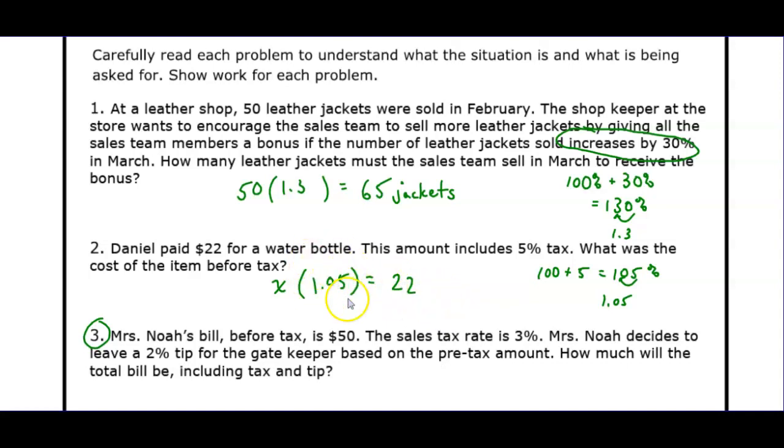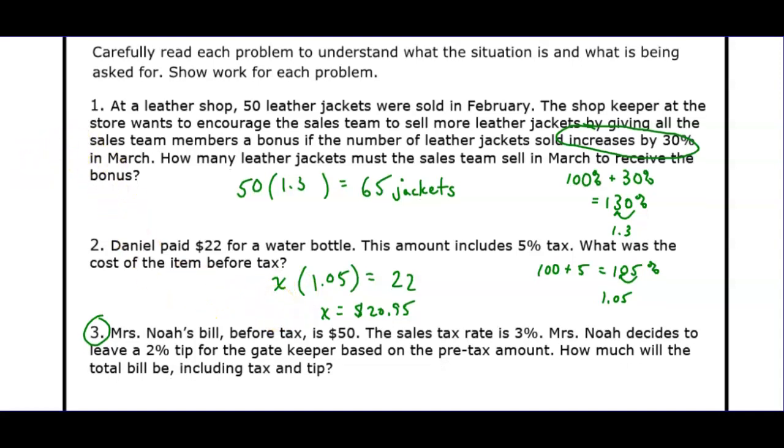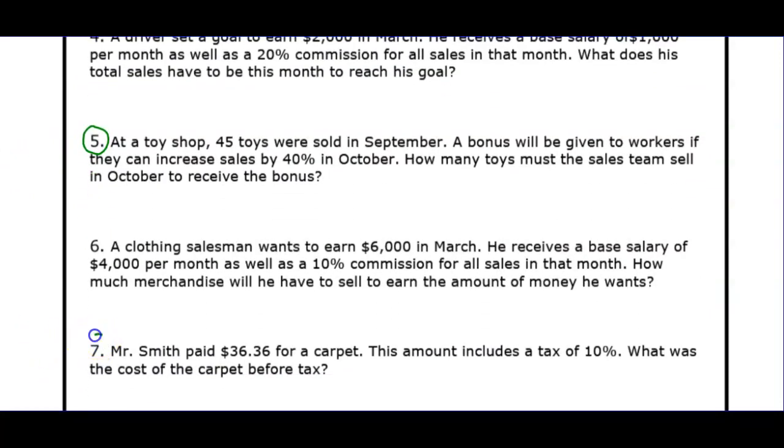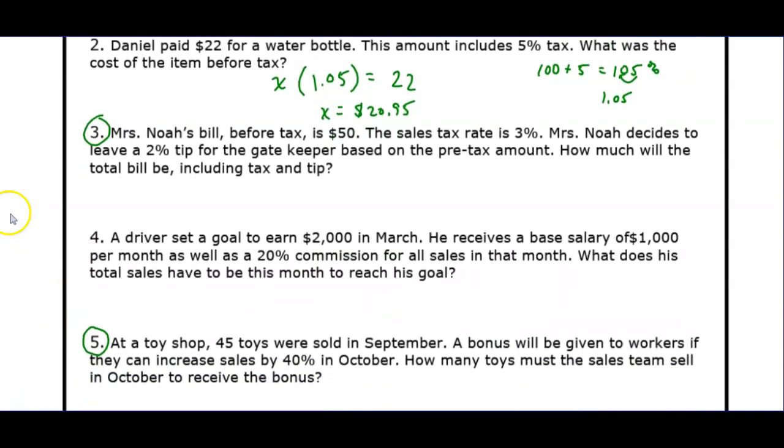So the percent increase includes the tax. I didn't know what the original price was, so now if I divide, I can get that X was $20.95 to start with. All right, so anytime you don't know the starting amount, that's how we need to handle it. All right, and that is going to repeat itself in number 7. So number 7 is going to be a similar setup to number 2. All right, let's take a look at number 4.